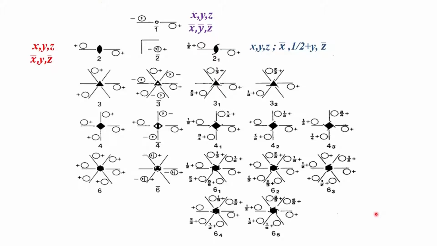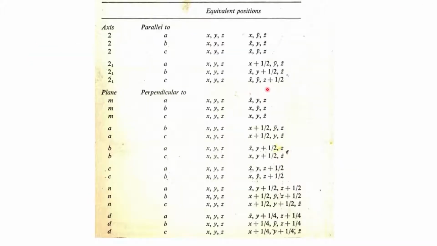And now we will go to the next slide, where I have indicated the equivalent point operations in case the operations are about in a crystal and they are about various directions. But this particular slide we will refer to later on. At this moment, we will just notice that the 2-fold axis will generate x, y, z. If it is along the a direction, x, y bar, z bar, and if it is along the b direction, it will generate x bar, y, z bar.